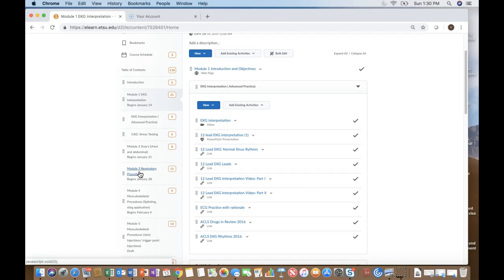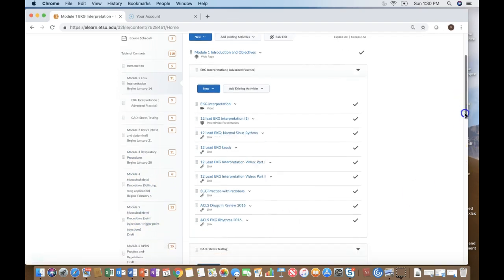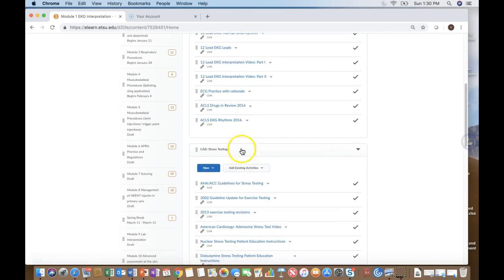You will have a respiratory case study that will be due the following week, in the beginning of February. After that, we'll move into splinting. We'll do joint injections. We're going to do APRN practice and regulations. Then we have a module on suturing. I believe most of you would have been in the suturing workshop.